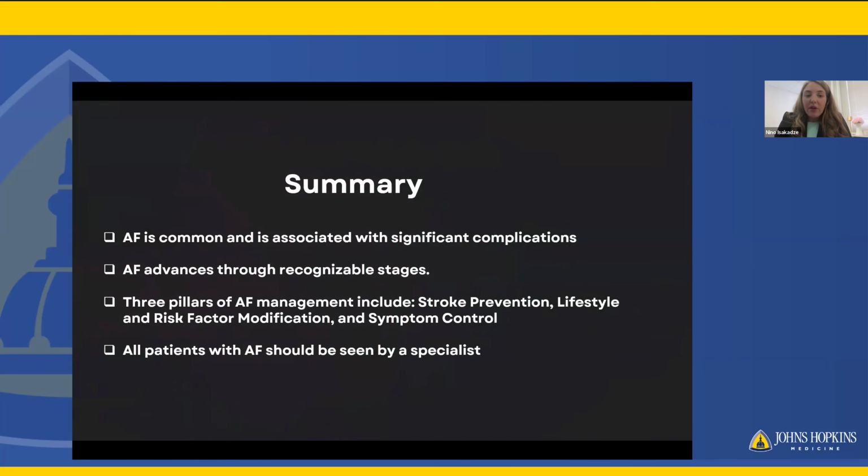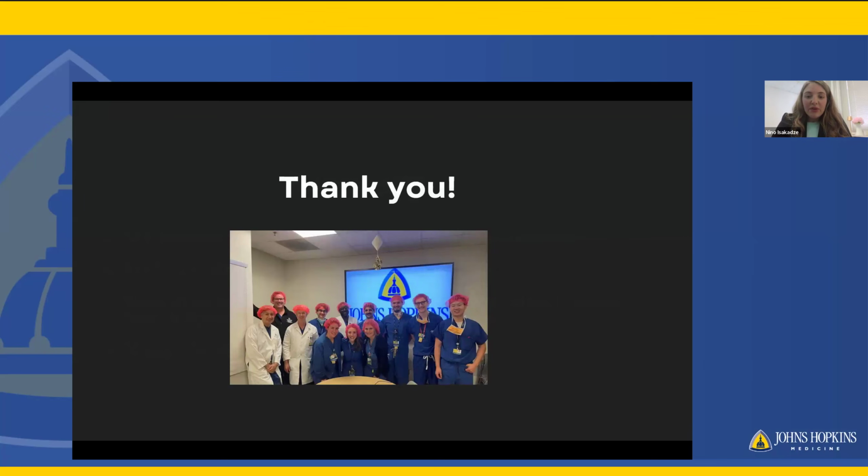And in summary, atrial fibrillation is very common. It's associated with complications. And it's a progressive disease, starting with AFib that comes and goes, and then progresses to AFib that stays longer, and then becomes persistent. And it's important, the 3 pillars of management are stroke prevention, modifying lifestyle, and controlling symptoms. And it's important that if you are diagnosed with atrial fibrillation, you're seen by a specialist who specializes in atrial fibrillation.